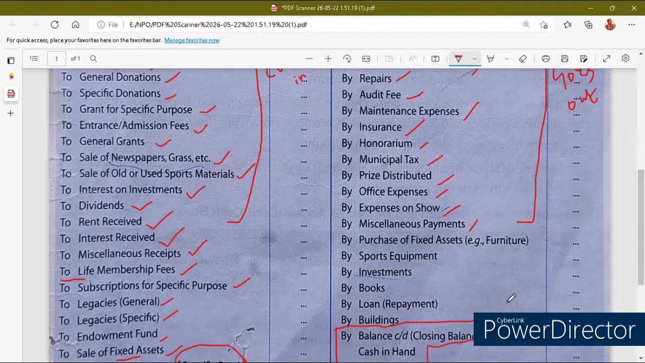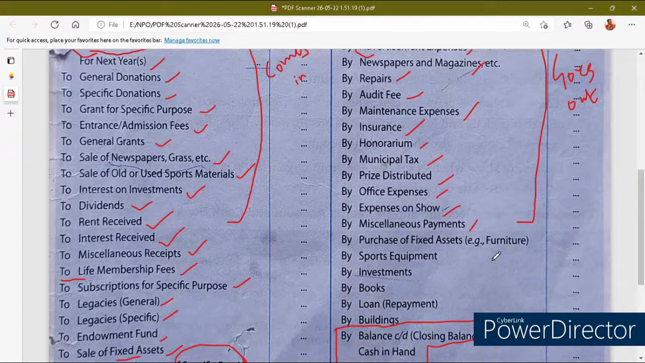Purchase of fixed assets. In this sense, purchase of furniture, purchase of building, or purchase of any other fixed assets, capital nature, will be taken into account only in receipts and payments account, not in income and expenditure account. So you know about it very clearly. And sports material purchased, or if we invested our money in the share market or any stocks or any fixed assets, because we will not get return instantly. We can get return after 3 years or after 5 years, even after 10 years. So that investment is capital nature.